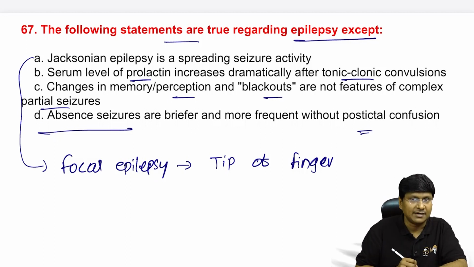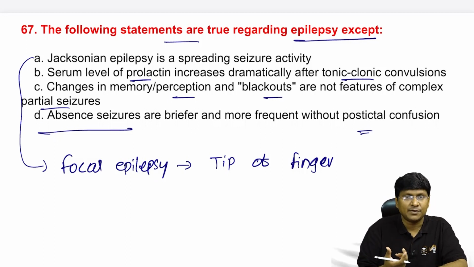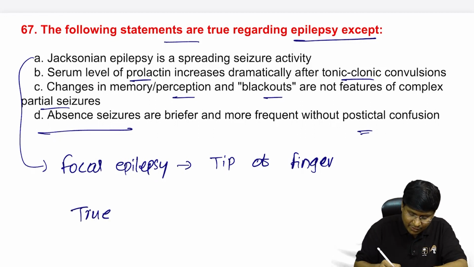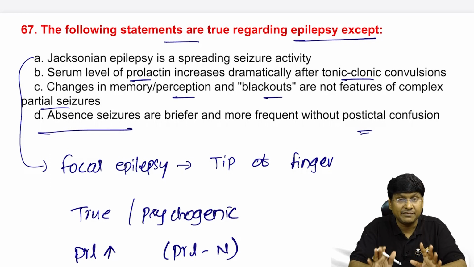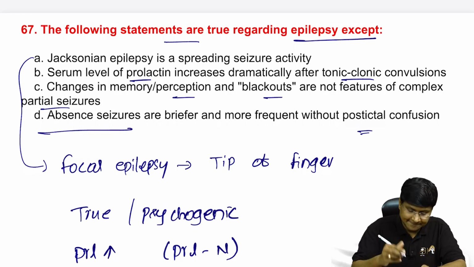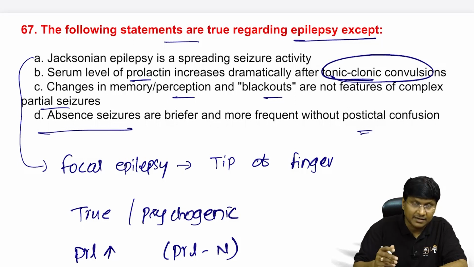Then serum prolactin level. The level of serum prolactin is very important to differentiate whether the individual is having true seizures or psychogenic seizures. In true seizures, the prolactin levels are elevated, whereas in psychogenic seizures, the prolactin levels will remain normal. That's a very, very important differentiating feature between psychogenic and true seizures. And in tonic-clonic convulsions, yes, the prolactin levels are elevated.